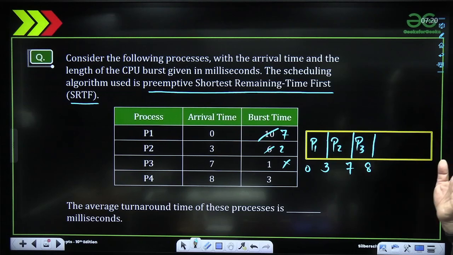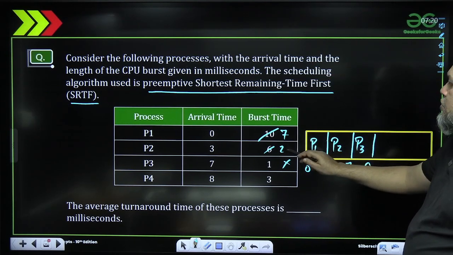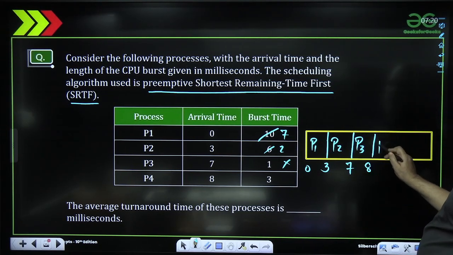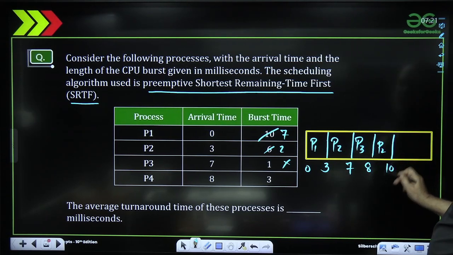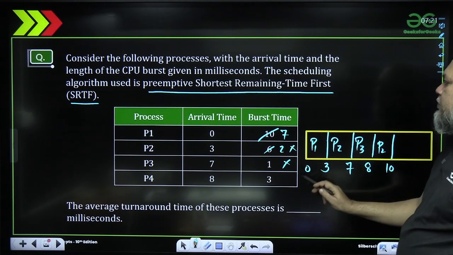Now no new process is going to come. At time 8 I have this 7, 2 and 3. So obviously who is going to run? P2 is going to run. P2 needs a balance of 2 units, so it is going to finish at time 10. So P2 is over. Then followed by whom?